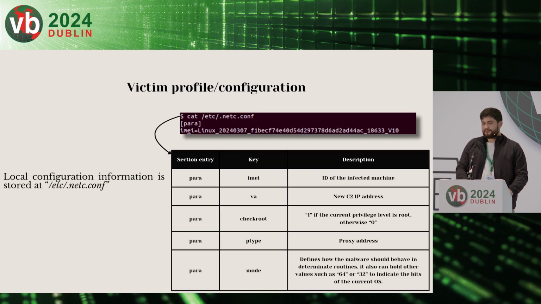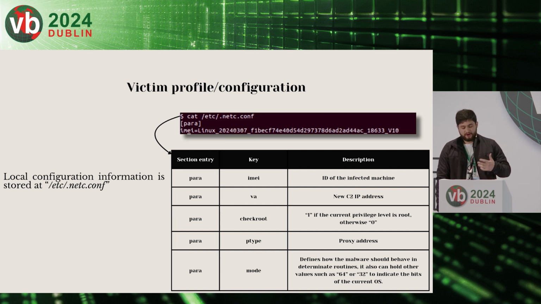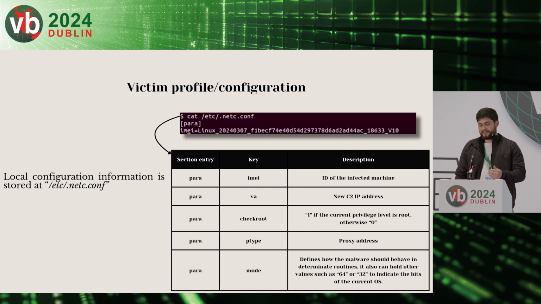Okay, so one interesting aspect of this version is that it has a configuration, but also has a profile in the same file. So basically, it's a file that will contain information of the current machine and possible configuration that the operator can send to the infected machine. This profile will have at least one entry that is the victim ID, called email. But it also can have other entries that the server can send, like VA, which is a new C2 IP address, so that if the C2 is going to be down, the operator can update all the infected machines.